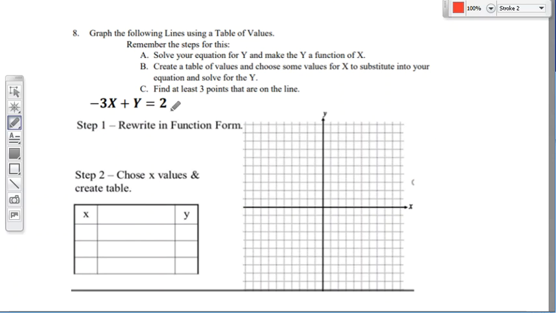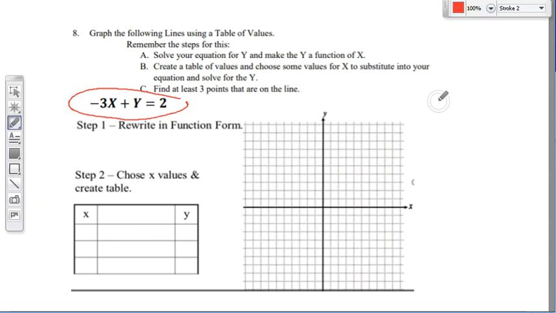Okay, the next one, graph the following lines using a table of values. Remember the steps for this. Solve your equation for y and make the y a function of x. Create a table of values and choose some values for x to substitute into your equation and solve for y. Find at least 3 points that are on the line. So this sounds kind of tricky, but it's really, really easy.